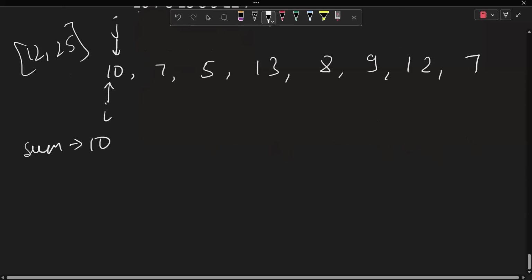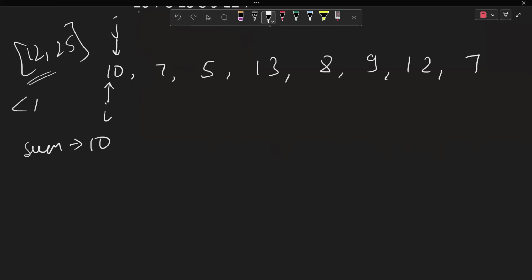So I would first check whether 10 falls in this range of 12 to 25. No, it's less than L. So if this is less than L, we would move our I pointer ahead. So we would move our I pointer here. Now we would include this 10 also, so sum would become 17.